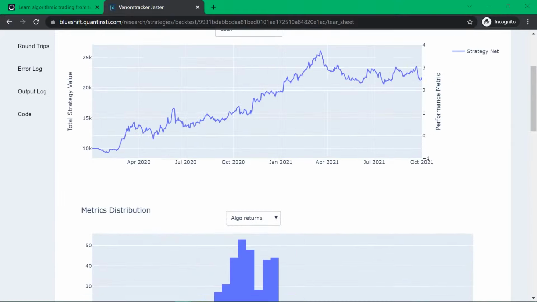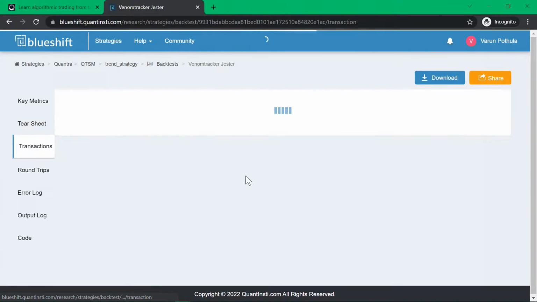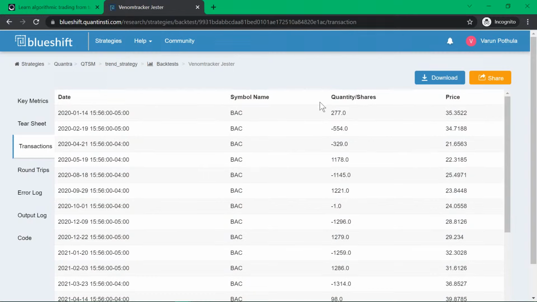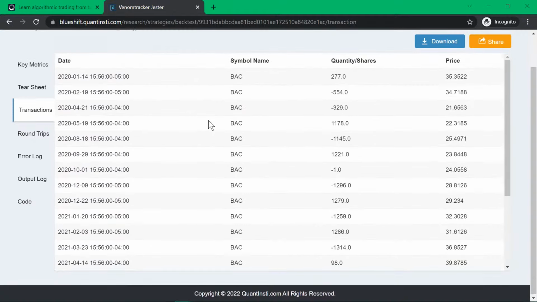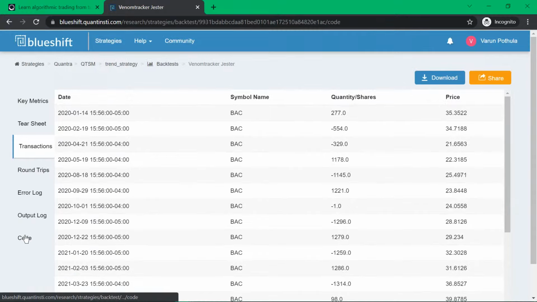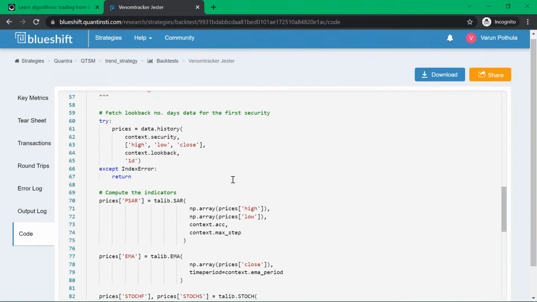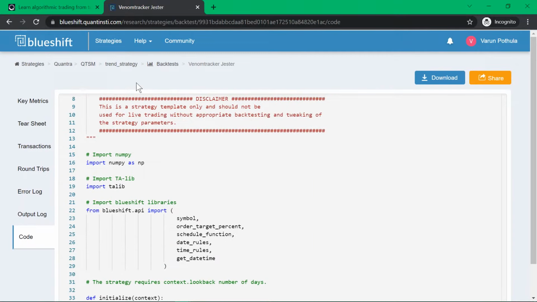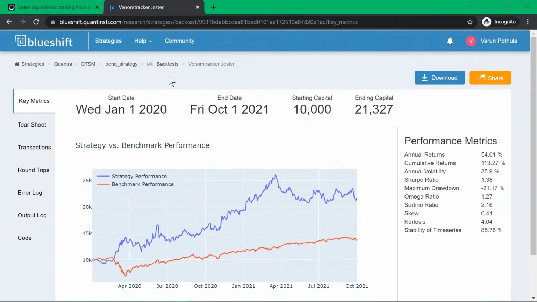Not only that, you can also see the transactions, the exact time and quantity of entry. For example, on January 14th, 2020 at 3:56 p.m. we bought 277 shares of Bank of America at $35.35. So this is the complete trade sheet. And you can also refer to the code you have deployed. This is how you can use the Blueshift platform to do in-depth analysis of your backtest.